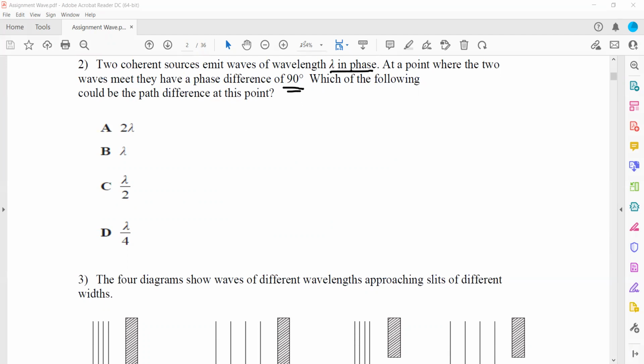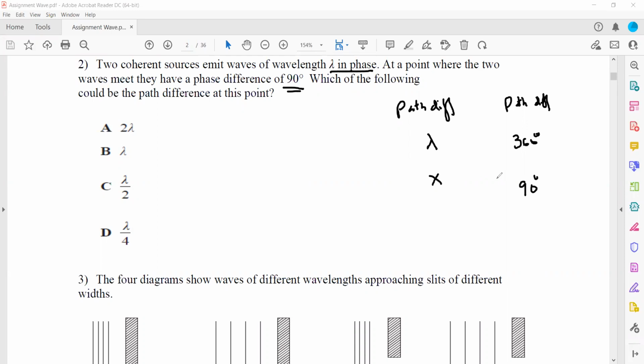So the relation between phase difference and path difference: if the path difference is one complete wavelength lambda, the phase difference is equal to 2 pi radian, or we can also say 360 degrees, because 2 pi radian in terms of degrees is 360 degrees. So if we have a phase difference of 90 degrees, then what will be the path difference?